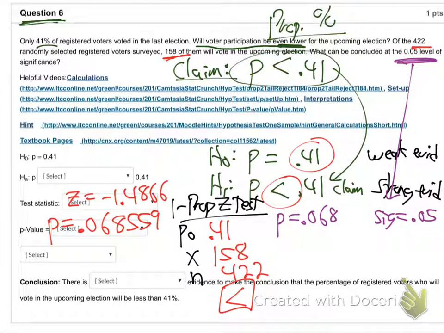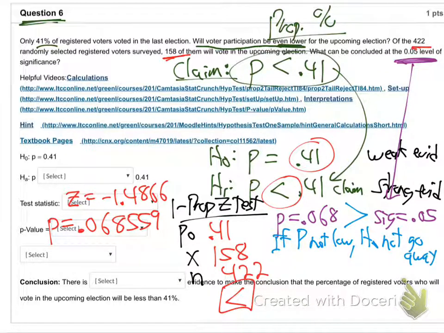Okay, so the question is, which of those is greater, 0.06 or 0.05? The 0.06 is greater. So is the P low? No. The P is greater. It's not low. It's on the wide side, not the narrow side. So that means if the P is not low, the null does not go away. We're going to keep the null and the other guy, the H1, is going to go away.